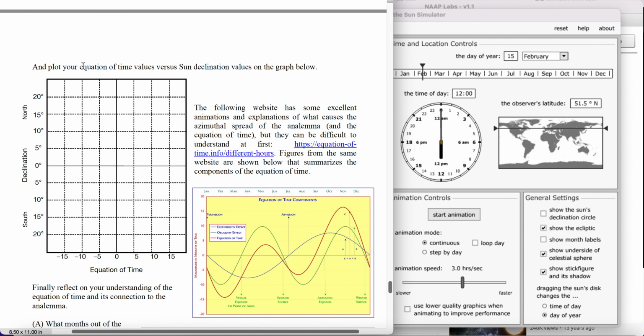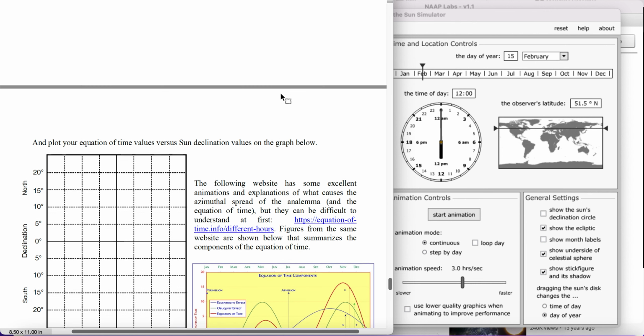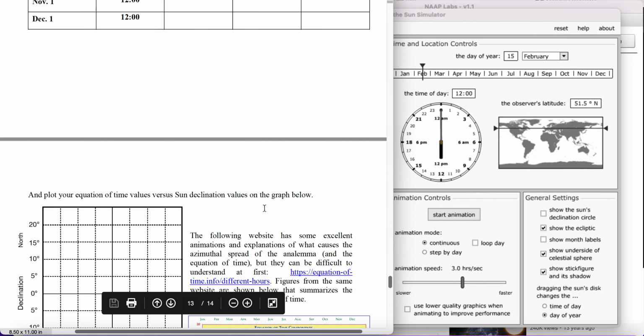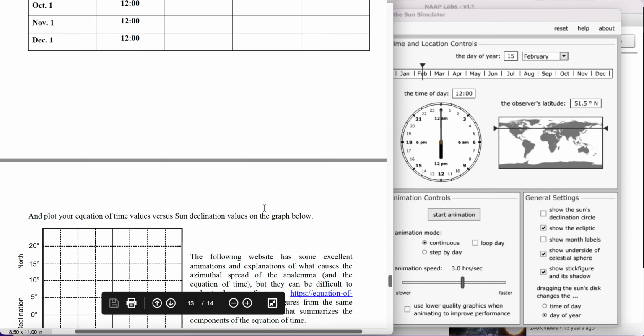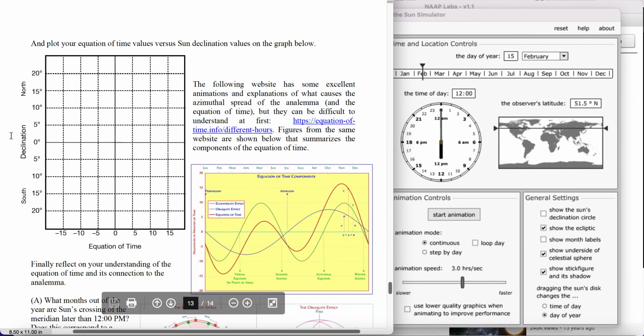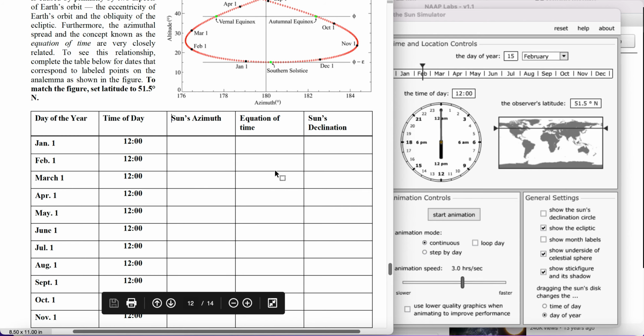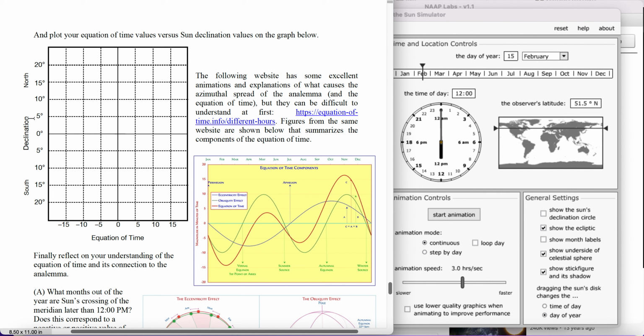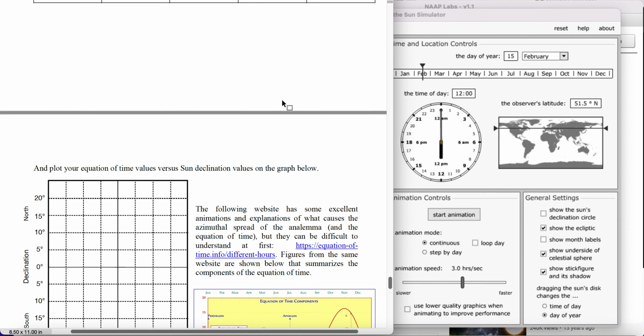Now, one thing you're going to do, you're going to plot your equation of time values versus sun declination on the graph below. So you're going to get the equation of time values and the sun's declination. These are going to be your two points. The one that's going to be your horizontal coordinate is the equation of time, so that's the column that's further to the left. And the column that's further to the right, the sun's declination, that's going to be all of your vertical values. So you're literally just going to read them off of the table.